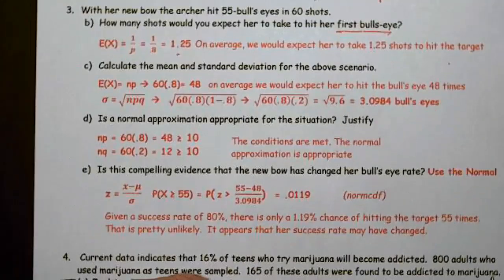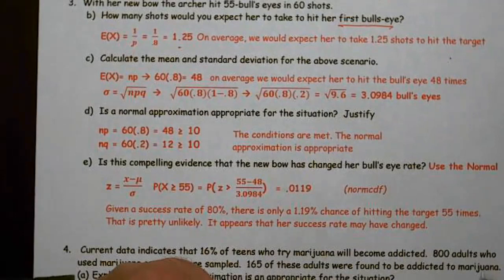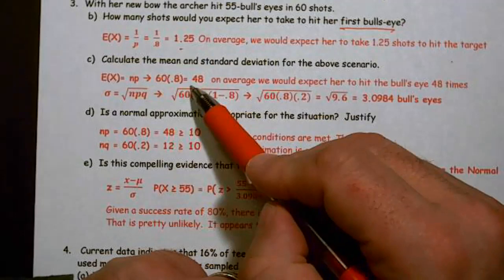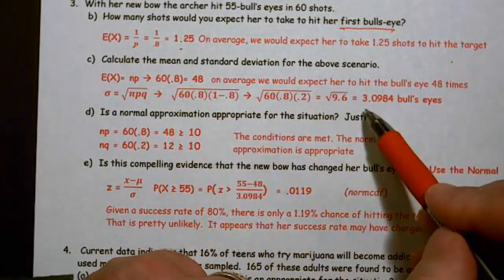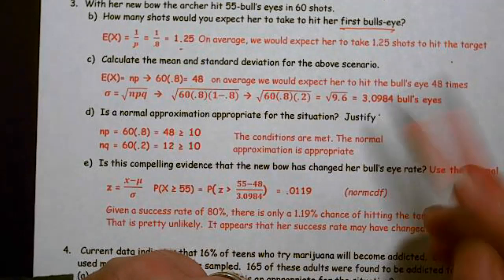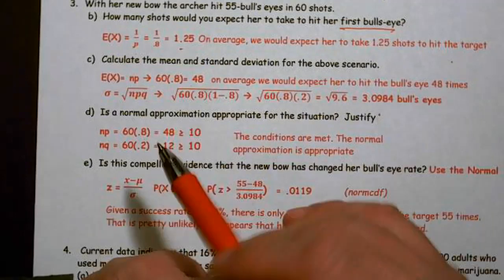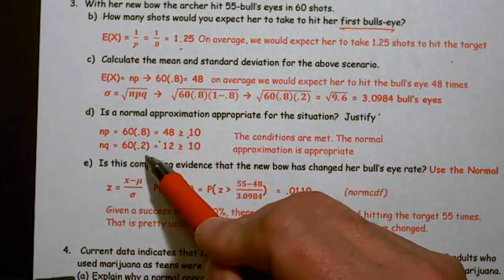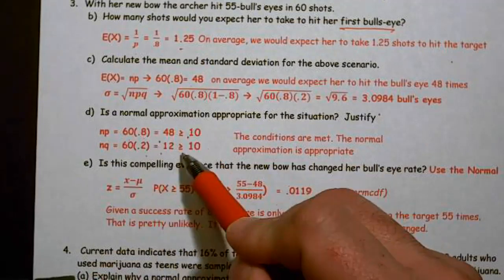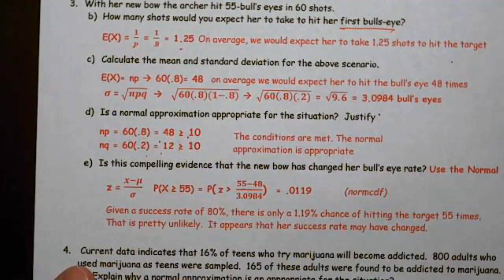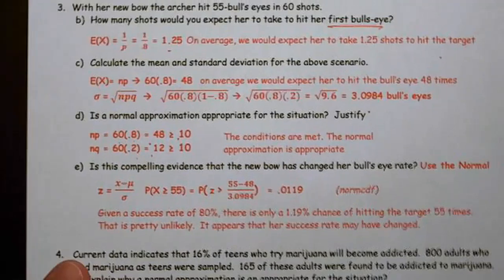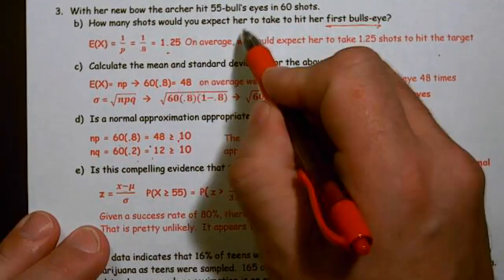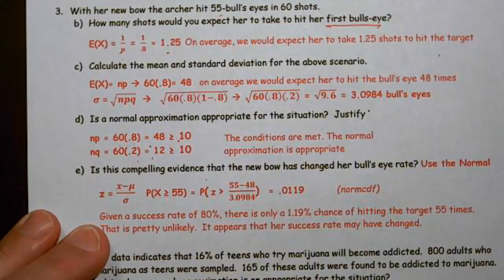All right. Calculate the mean and the standard deviation for the above scenario. Well, expected value, 60 times 0.8, 48, npq, 3.09. Is a normal approximation appropriate here? Well, 60 times 0.8 is 48, that's greater than 10, and 60 times 0.2 equals 12, and that's also greater than 10. Conditions are met, normal approximation is acceptable. And she hits 55, and they want to know, is this compelling evidence?